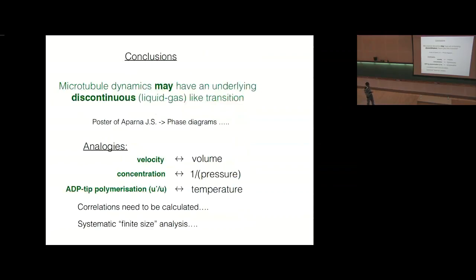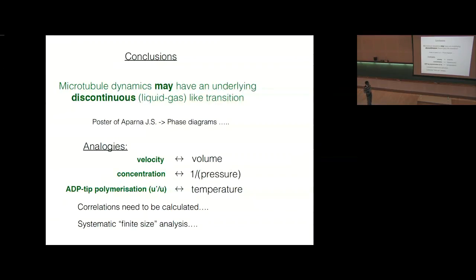So here is my summary: microtubule dynamics, it seems to us, may have an underlying discontinuous liquid-gas like transition. Actually, all this phase diagram of velocity, concentration, and the tip polymerization ratio is there in the poster, you can see. The analogy with the liquid gas is that velocity is like the volume, concentration is like inverse pressure, and this ADP tip polymerization is like temperature.